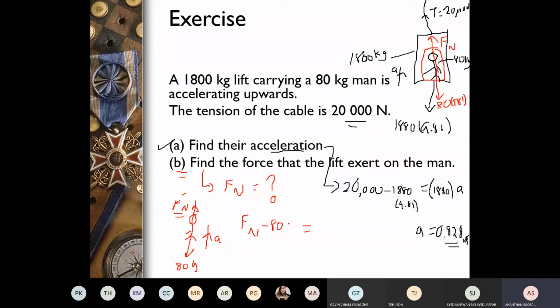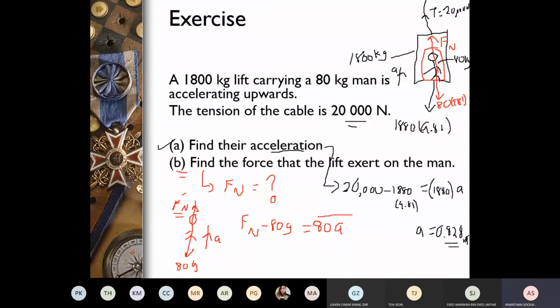weight, mg with g as 9.81, should be equals to ma. Which mass do you use? Mass of the person alone now, because we take the person alone, so it's only the mass of the person. So 80 a. Okay, sorry, yeah, 80 a. This is the equation you use for the second one.